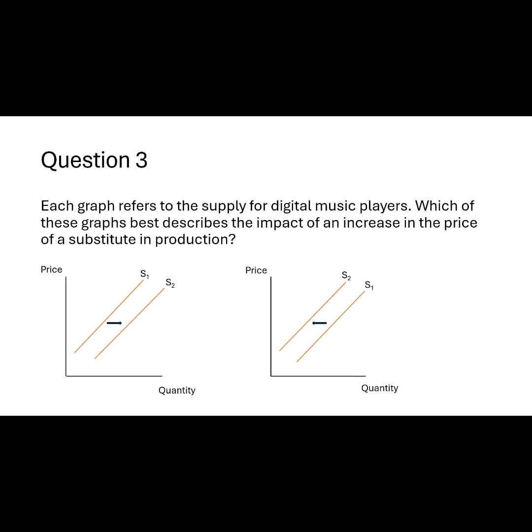Okay, now for question 3, we have the same product, we have the same graphs. Each graph refers to the supply for digital music players. Which of these graphs best describes the impact of an increase in the price of a substitute in production? So here we have a situation where we have a substitute. And if you are not familiar, a substitute is any comparable product.